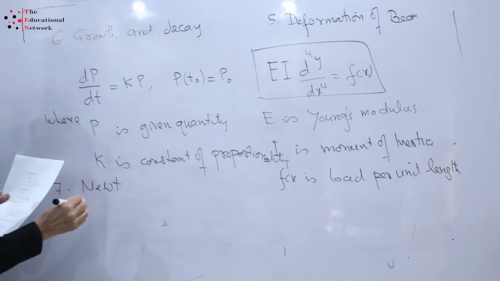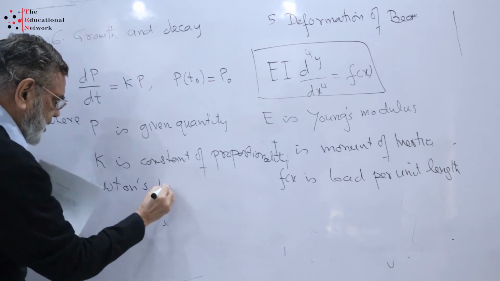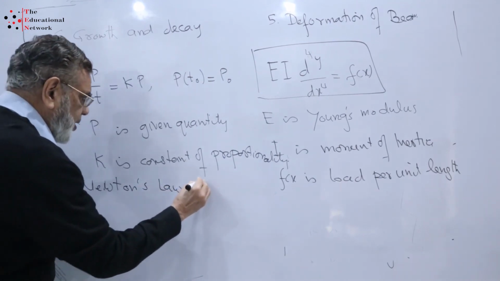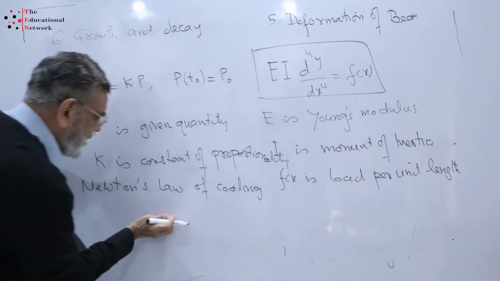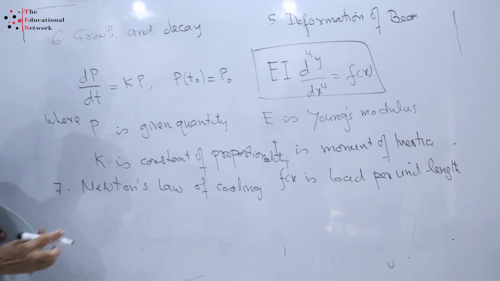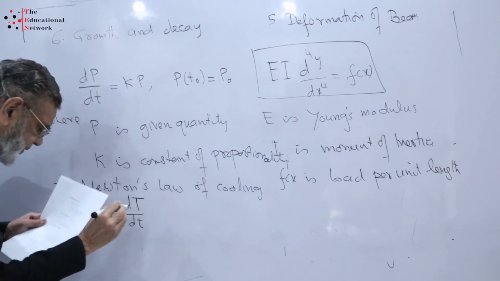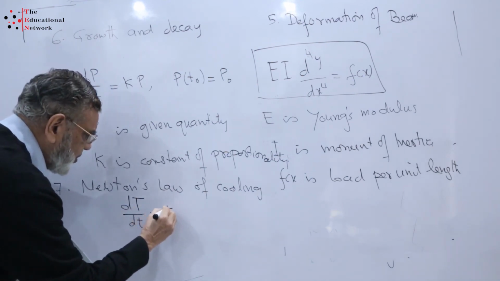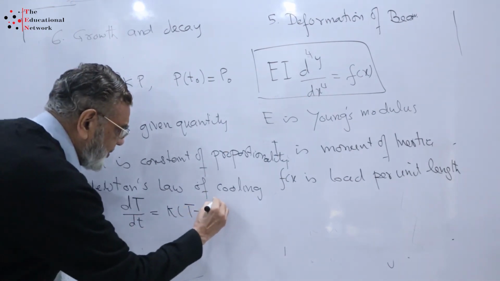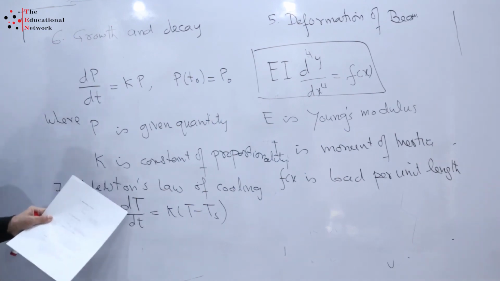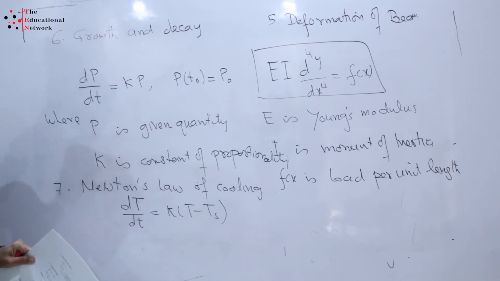Newton's law of cooling appears in heat problems, especially when we discuss mechanical engineering. We will also take it as an application of differential equations and solve some problems for it. This is dT by dt, where T is the temperature and small t is time, proportional to the difference of temperature, where Ts is the surrounding temperature. So the rate of change of the temperature is proportional to the temperature difference, and k is a constant of proportionality.